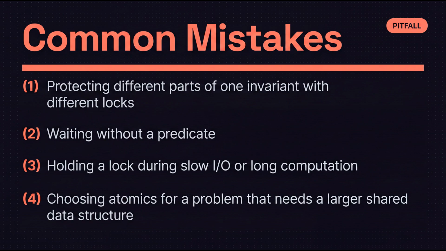Third, holding a lock during slow I/O or long computation. Lock, update shared state, unlock. Do the expensive work outside the critical section. Fourth, choosing atomics for a problem that really needs a larger shared data structure. Atomics protect individual variables. If your invariant spans multiple variables, use a mutex.